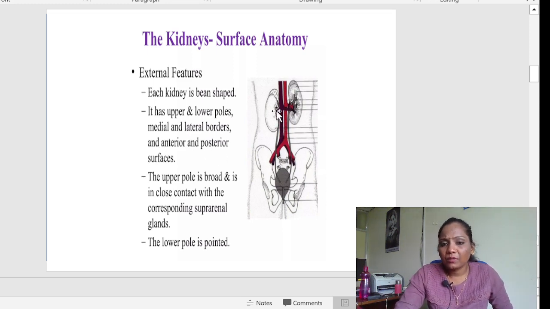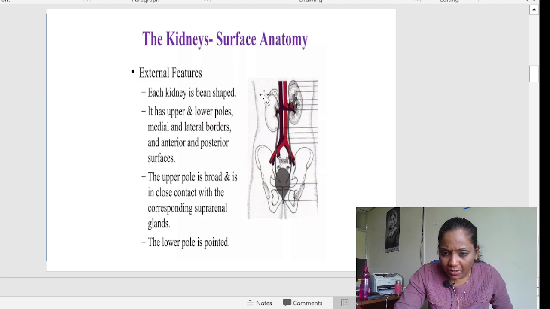Everybody knows what the external features are: superior border, inferior border. Then the kidney's medial portion, where it is attached to the blood vessels, is called the medial border, and this side is the lateral border.